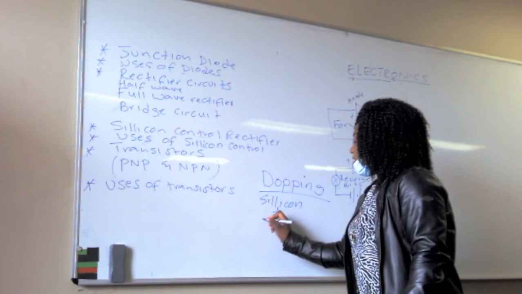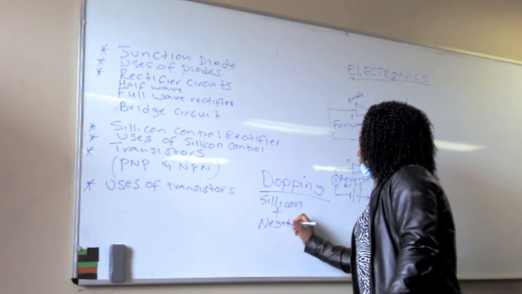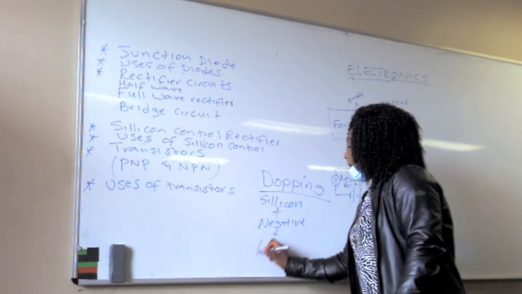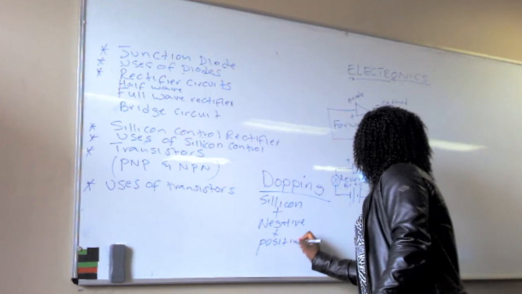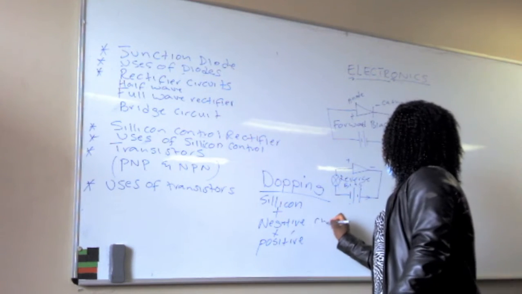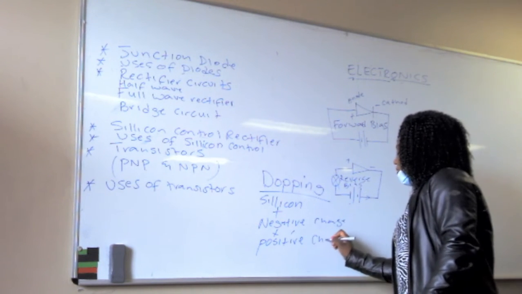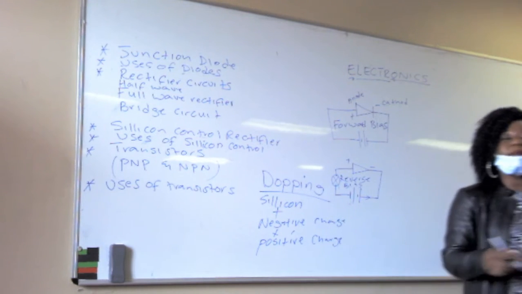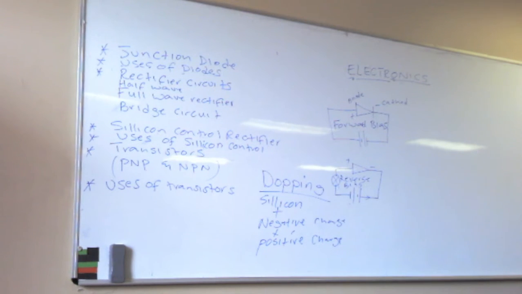plus negative charges plus positive charges. Okay? These are the charges. And when I say charges, it means that any material that is negatively charged. What do we understand by a negatively charged material? It's a material with a lot of electrons. And then a positive charged material is a material with a lot of what? Positive charges, which are the holes.